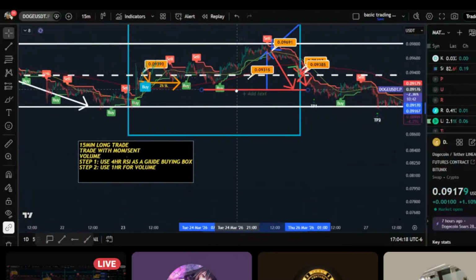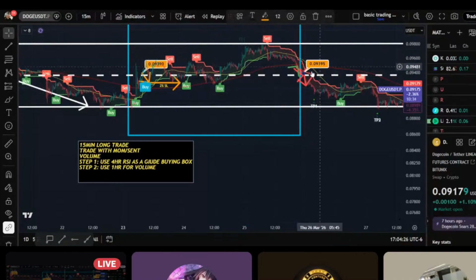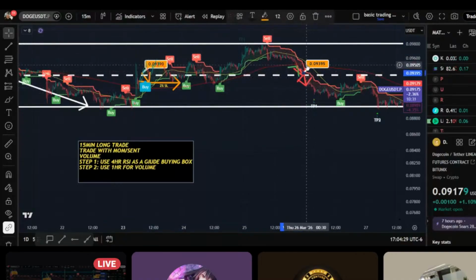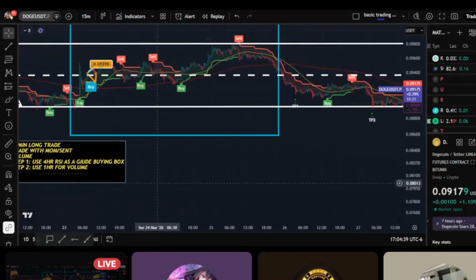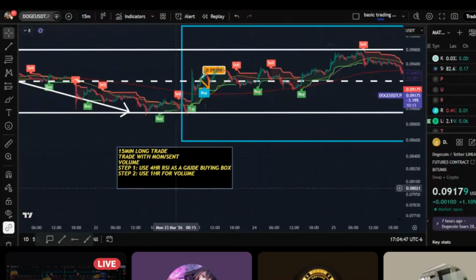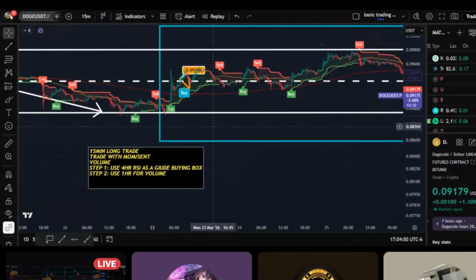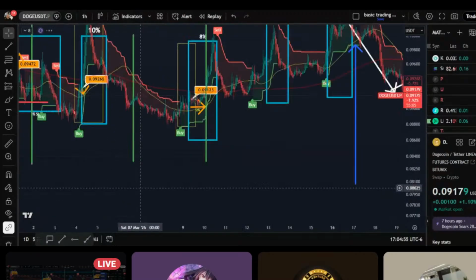And now the next thing that we want to do is get to the next step. Once you find a live trade, which I think we pretty much solved here for the 15-minute, using the 4-hour RSI as a guide and the 1-hour volume as a guide as well for where we want to get into. So here's the 4-hour. Step one is done. Let's slide over to the 1-hour here.